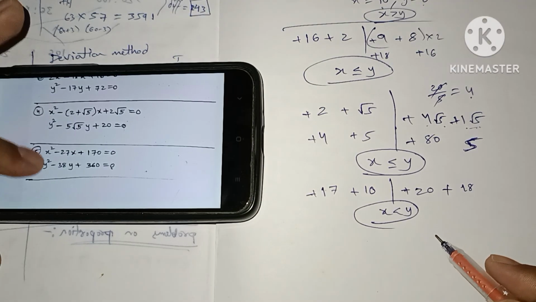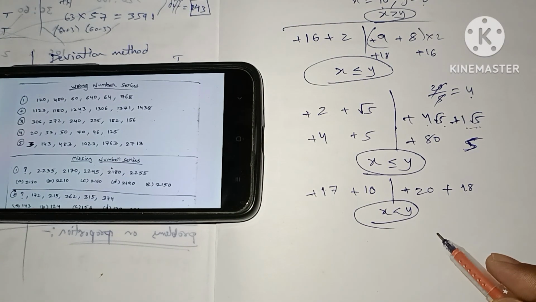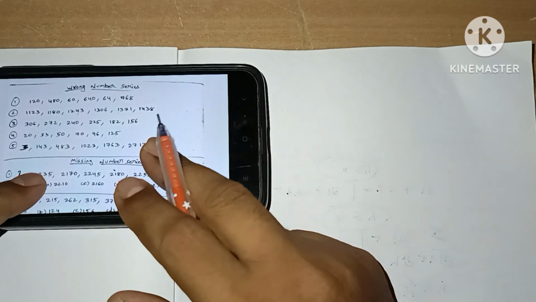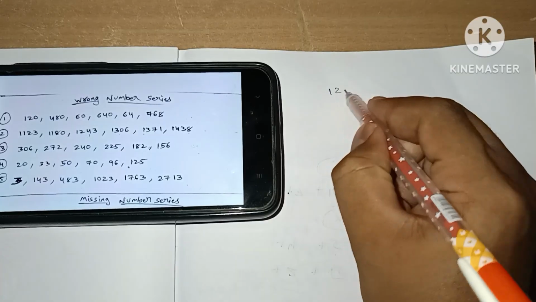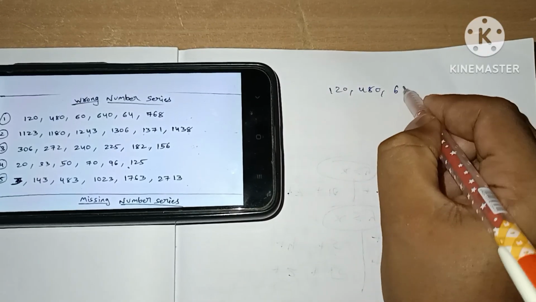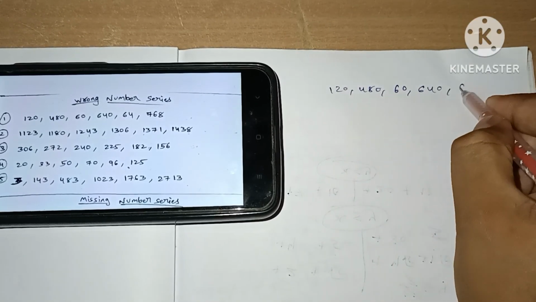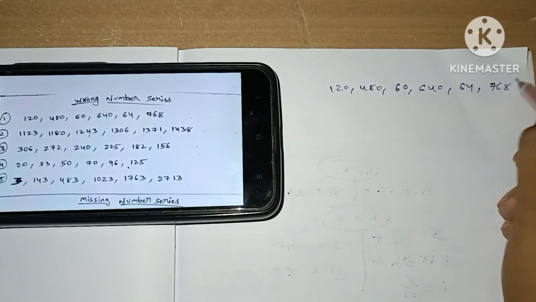Now we are going to see wrong number series. Wrong number series, first question. 120, 480, 60, 640, 64, 768.